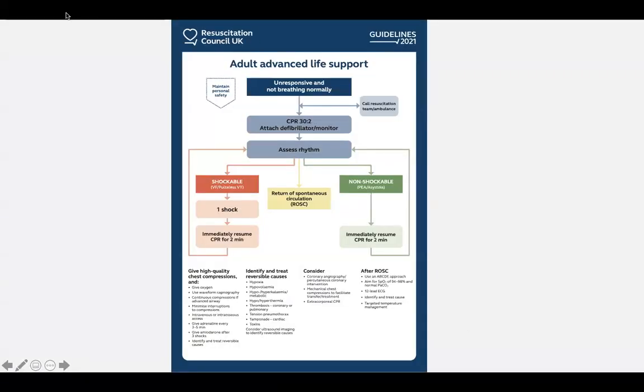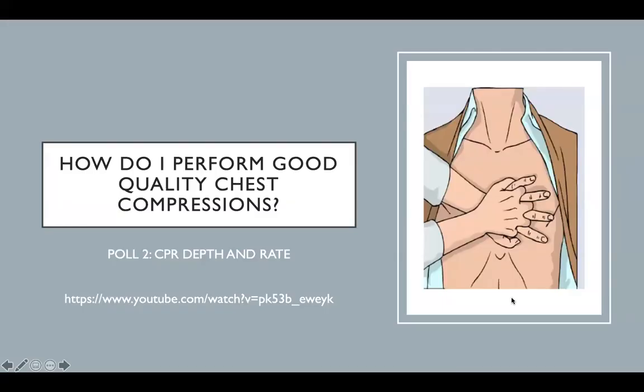So this is the algorithm which I would encourage you all to follow. This is the Resus Council guidelines, which came out in 2021, and it tells us what to do when we find a patient who's in cardiac arrest. So now we're going to quickly talk about good quality chest compressions.